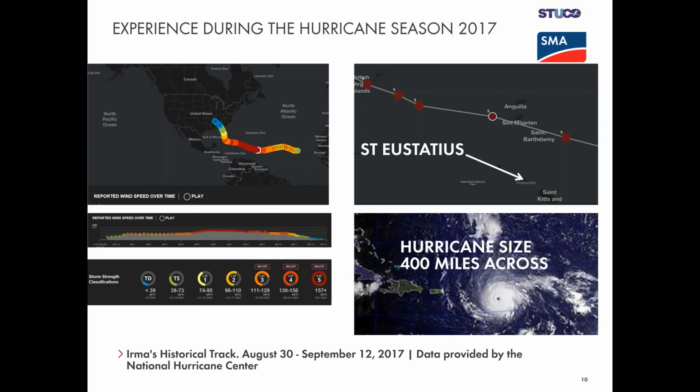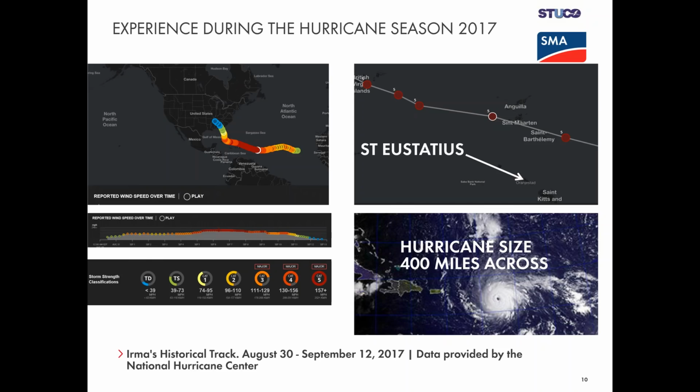The following indicates the path that Hurricane Irma took. Certainly, you will see that the time it hit St. Martin, listed as Cat 5, which we know from all information received, that when the storm hit St. Martin, it was over 200 miles per hour.